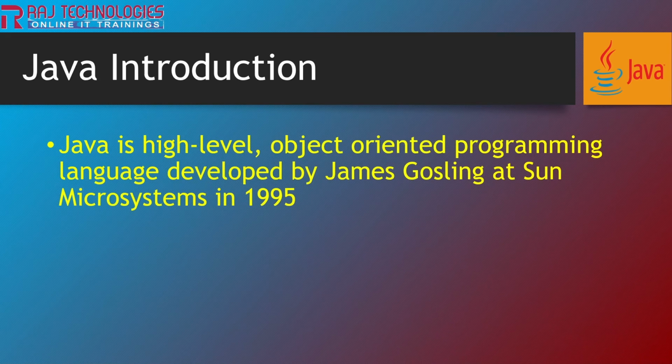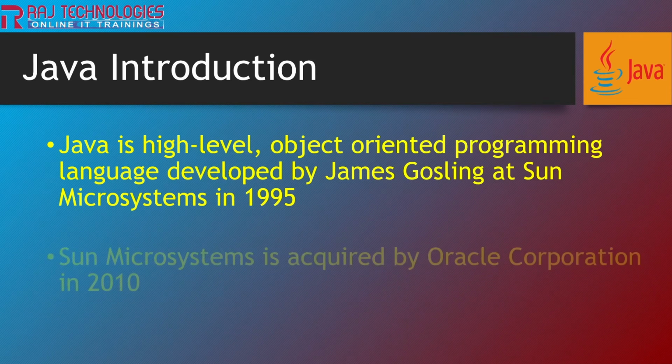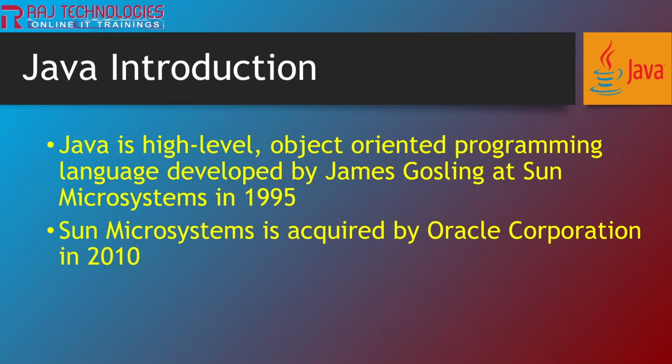Now, what is Java like? Java is a high-level object-oriented programming language, and it was developed by James Gosling at Sun Microsystems in the year 1995. So Java comes under a high-level programming language, and it is even an object-oriented programming language. And this Sun Microsystems was acquired by Oracle Corporation in 2010. So previously it was with Sun Microsystems, and from 2010 onwards Sun Microsystems is acquired by Oracle Corporation. So now onwards we should say Java is a product of Oracle.